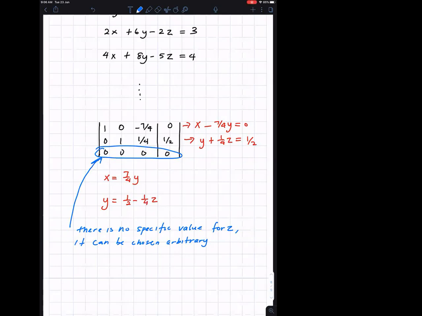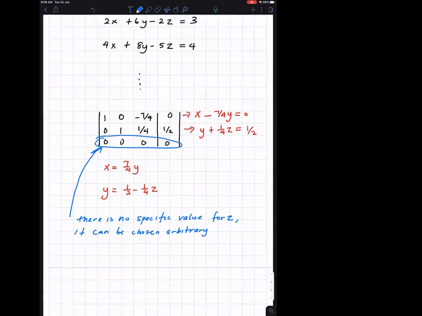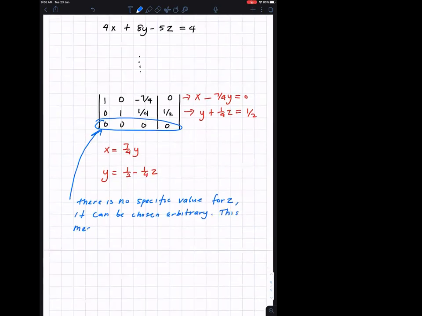There's no specific value for z. It can be chosen arbitrarily. This means there are infinitely many solutions for the system.